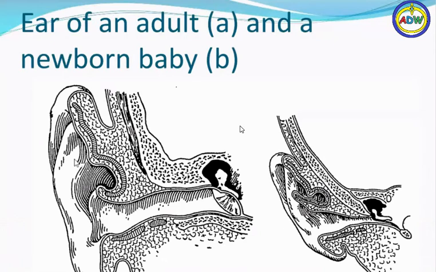Okay, this is the ear of an adult, and this one is the baby's. It is the external ear and external auditory meatus. And in children, you can see it is very narrow, and sometimes the tympanic membrane is not visible.